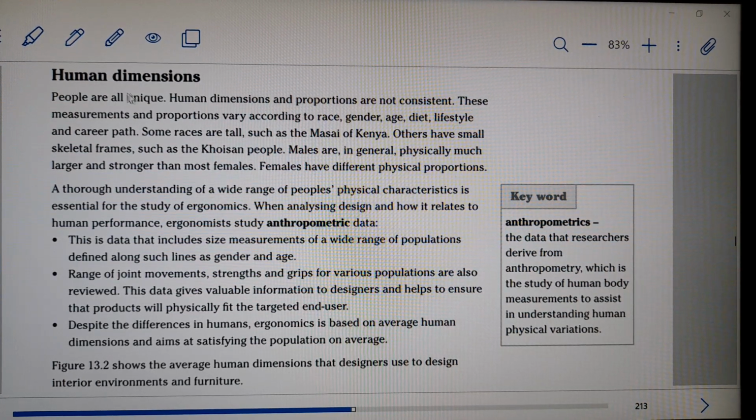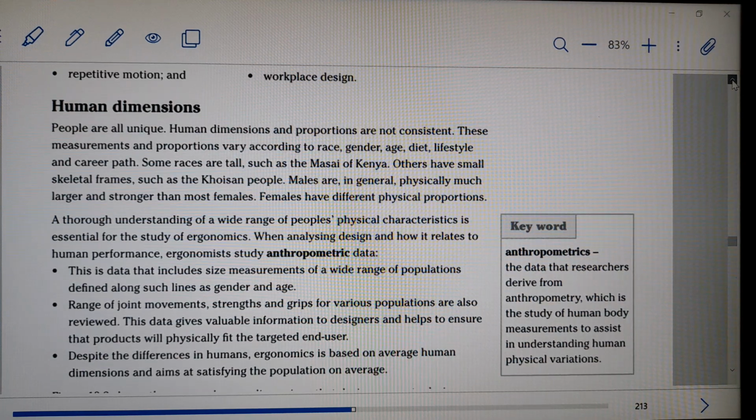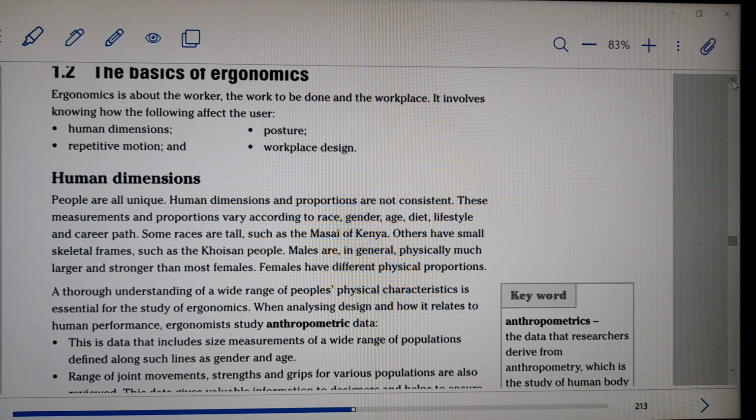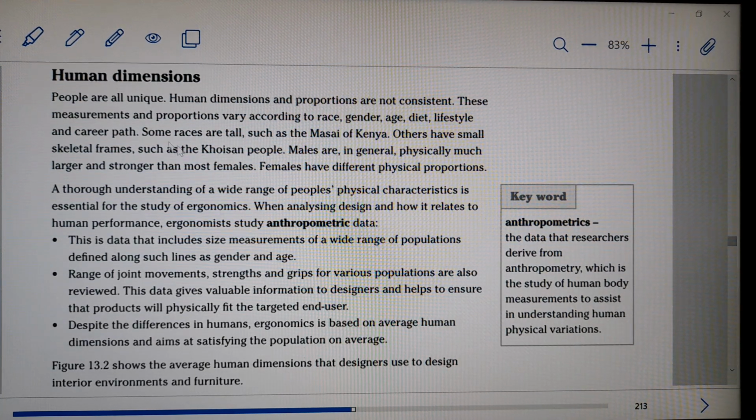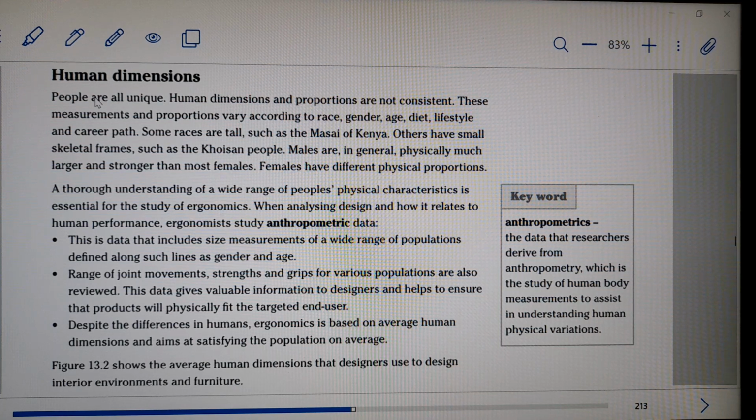So let's look at how human dimensions affect the user. People are unique. People are all unique. Human dimensions and proportions are not consistent. These measurements and proportions vary according to race, gender, age, diet, lifestyle, and career path.